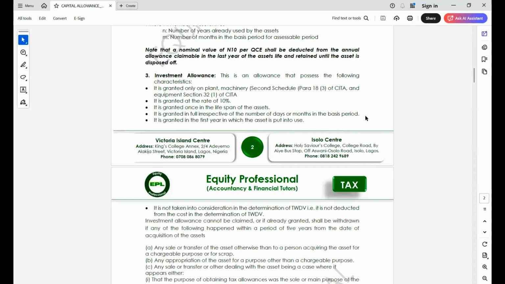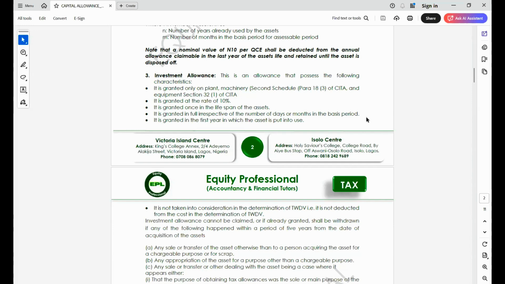So you are going to take it in full, irrespective of how many months you have in the basis period. It is granted in the first year in which the asset is put to use. It's not taken into consideration in determining your tax written down value. Please, you are not going to use investment allowance to determine your tax written down value.